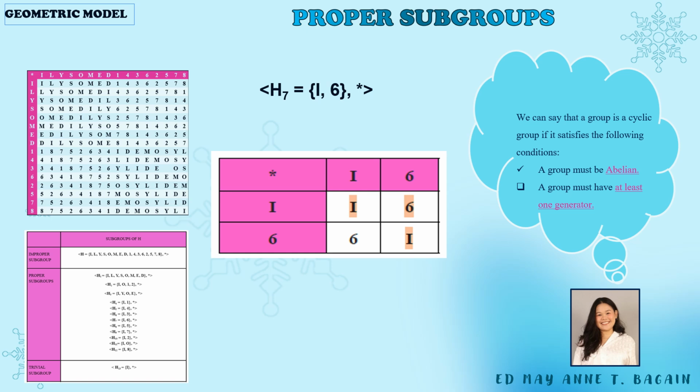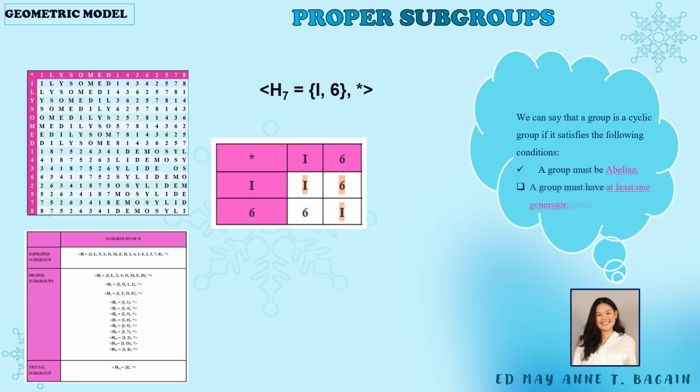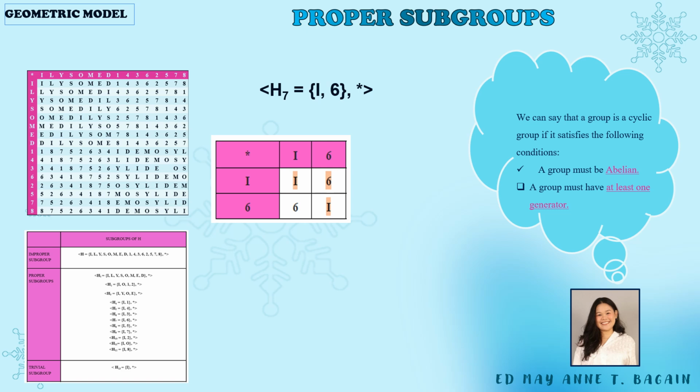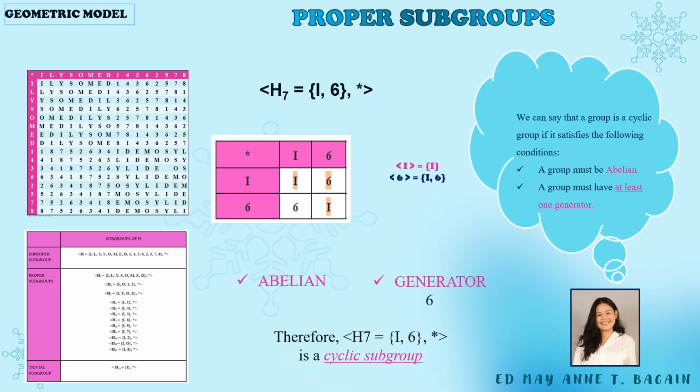The same with the other tables, we have at least one generator, which is, at this table, 6, because 6 generates everything in this set or all of the elements in this set, which is I and 6. So all of the conditions are met, which is it is abelian and it has at least one generator, which is 6, meaning H sub 7 is a cyclic group. I mean cyclic subgroup.